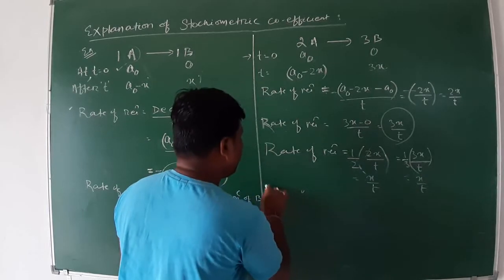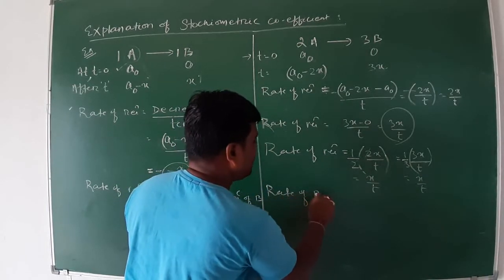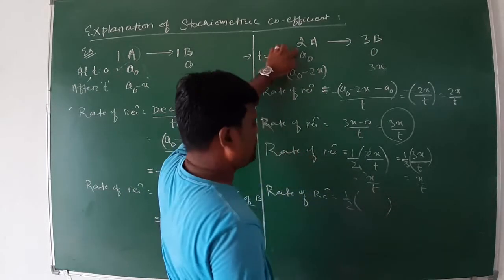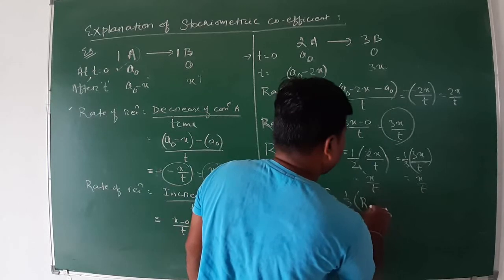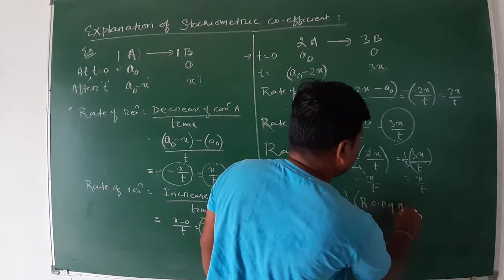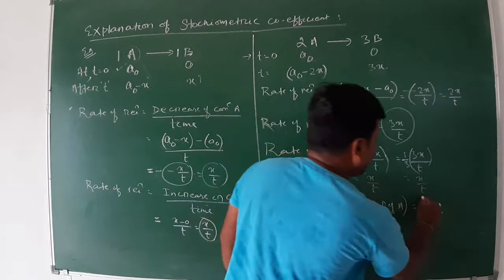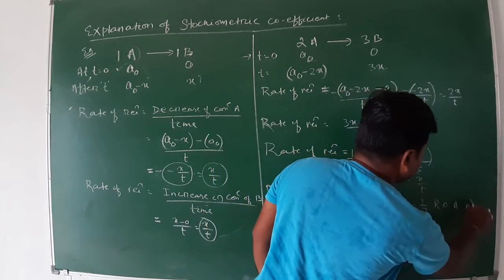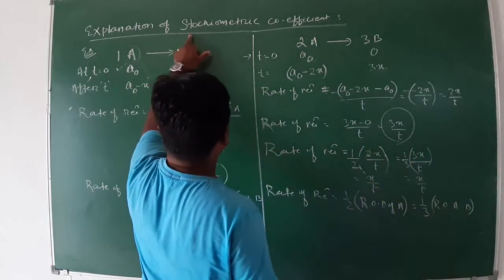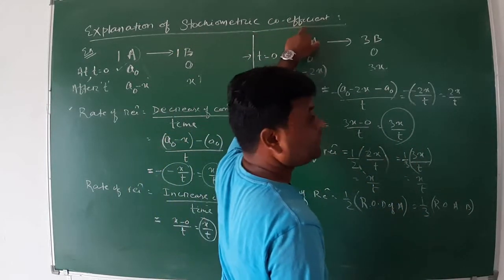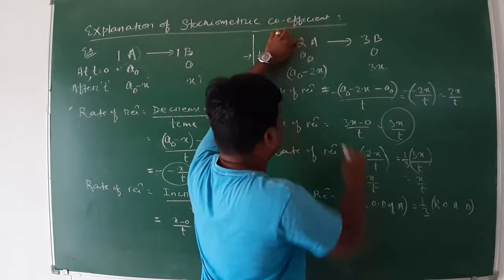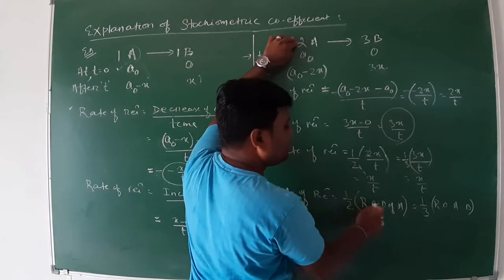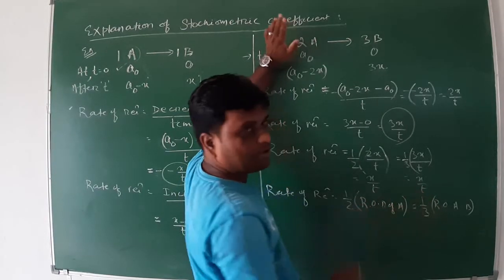So now the rate of reaction is written with 1 by 2 here for this expression: 1 by 2 rate of disappearance of A equal to 1 by 3 rate of appearance of B. So this is the explanation for the stoichiometric coefficient. The stoichiometric coefficient in the rate expression is expressed as the reciprocal factor of the rate of disappearance or rate of appearance. Okay.